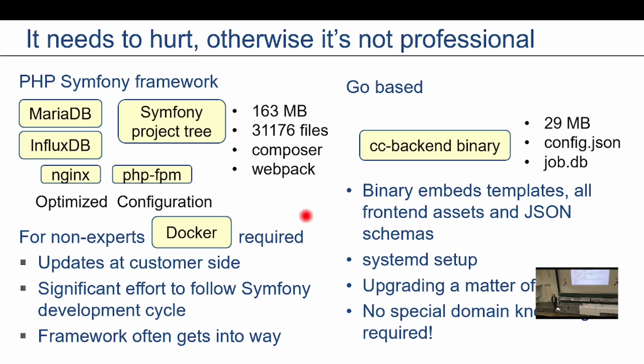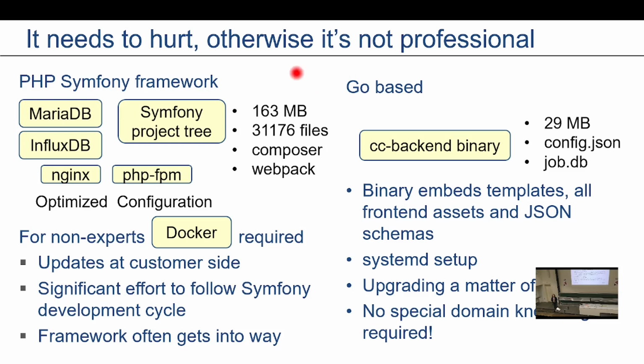So now, with our Go-based setup, what do we have? And I come to the other things related to Go. It's one binary, 29 megabytes, just one binary. To install, you just throw the binary there and start it. That's it. Everything is included.